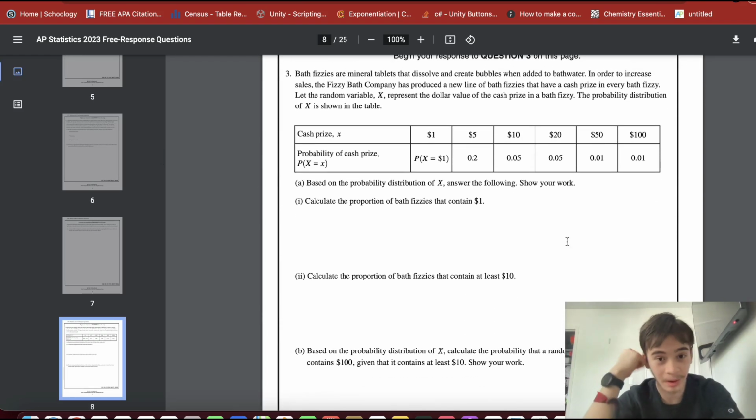Okay, now this problem: bath fizzies. What do we have here? We have a probability distribution. We have these numbers. Calculate the proportion of bath fizzies that contain $1. Easy. What we do, 1 minus these values, and we get the probability of a cash price of $1.